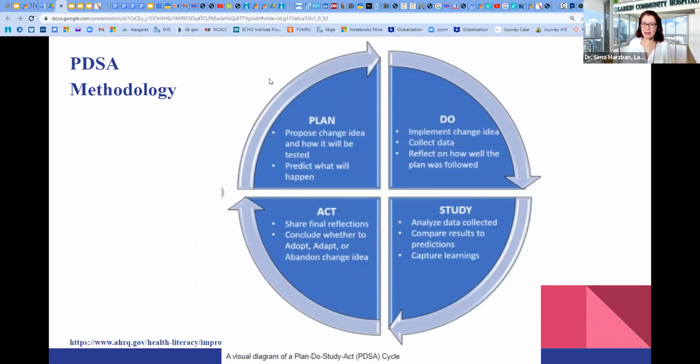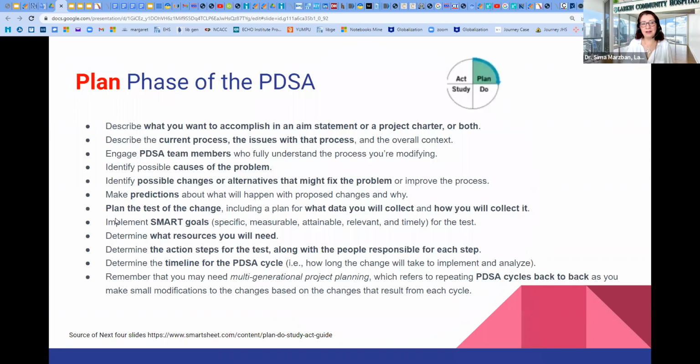So PDSA is a 4 steps cycle of activities, of phases of a study. And now we will discuss what are included in the planning phase. In the planning phase, we would describe what you want to accomplish: aim statement, project charter, describe current process and issues with those processes.